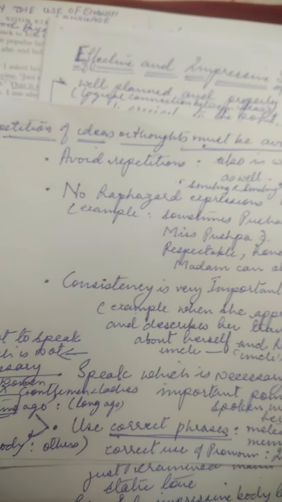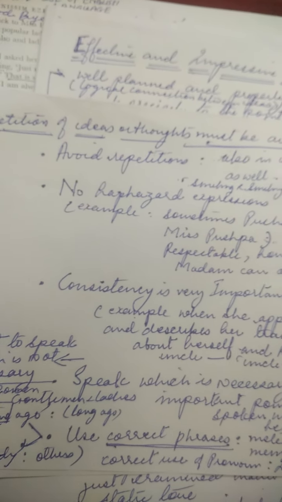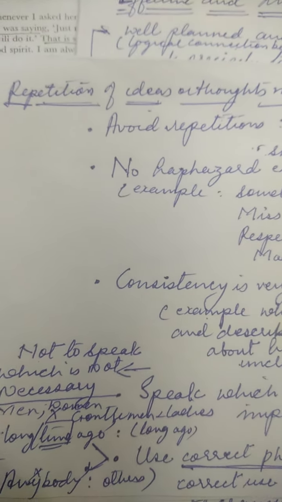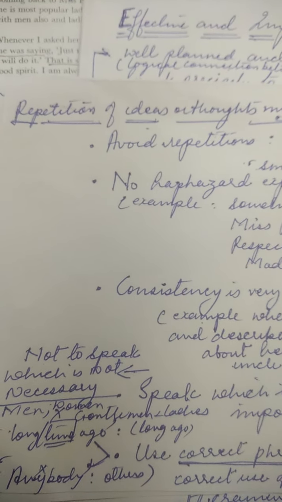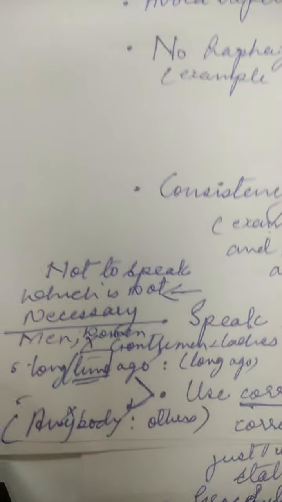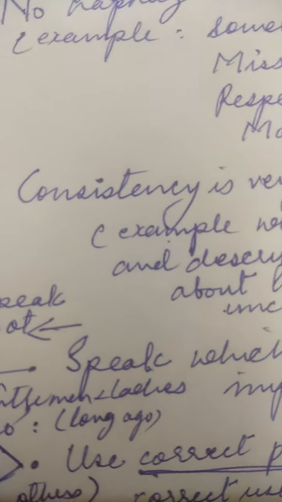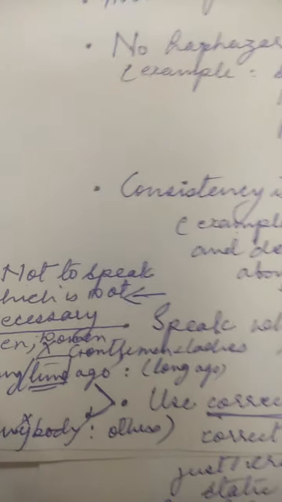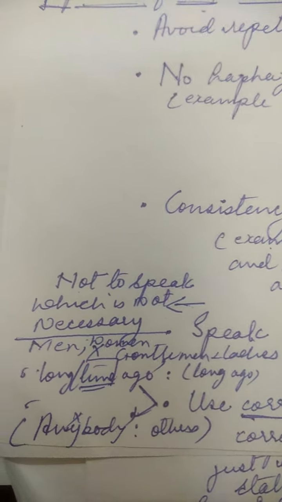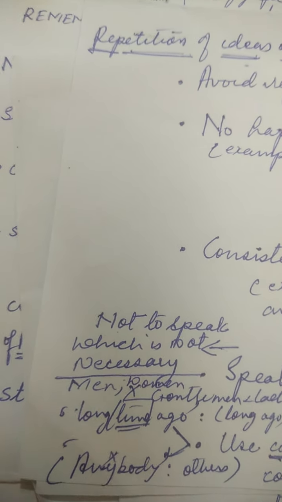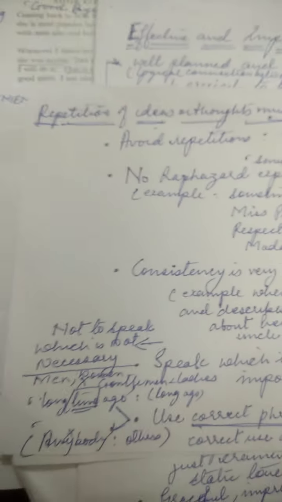Then there is the superfluous use of, for instance, "long time ago". The word "time" is absolutely superfluous. There is no need of using the word "time" here. "Long ago" was sufficient. And see here, the use of "anybody" was absolutely wrong. She could have used "others". So your concepts regarding the use of words and phrases must be absolutely clear, and you should not speak what is not necessary. This is the point. And these are certain phrases also.